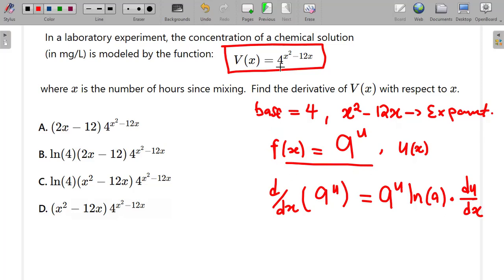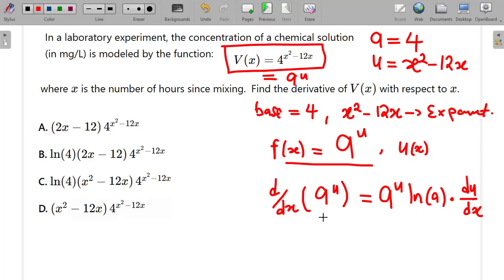Okay, so now from our equation here, let's identify our base and our exponent. So our base is 4. Okay, this is our base here. It's 4 to the power something. And then our exponent, which we will represent by u, will be u is equal to x squared minus 12x. So meaning that this function is just in terms of a to the power u, where a is 4, and then u is x squared minus 12x.